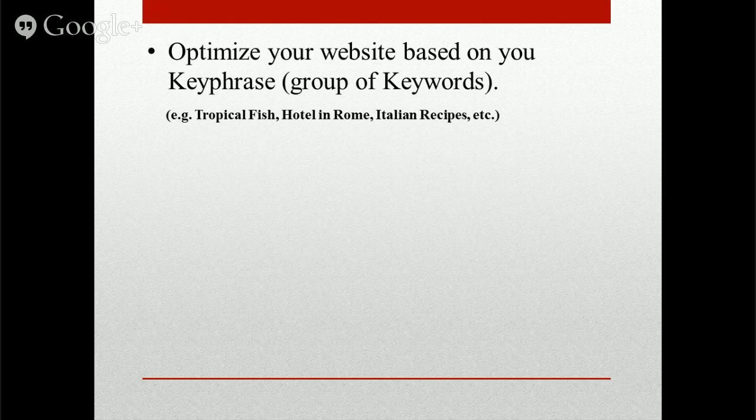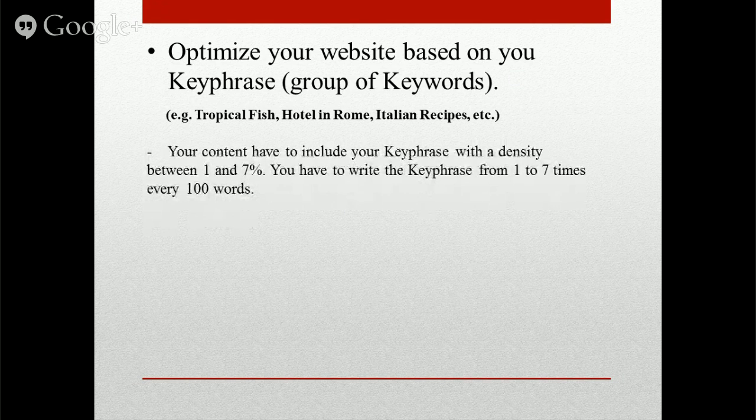These are the keywords that people should write when they are searching for a product. For example, tropical fish, hotel Roma, Italian recipes. I wrote here that a key phrase is a composition of keywords. Your content has to include your key phrases with a density between 1 and 7%. You have to write key phrases from 1 to 7 times per 100 words.